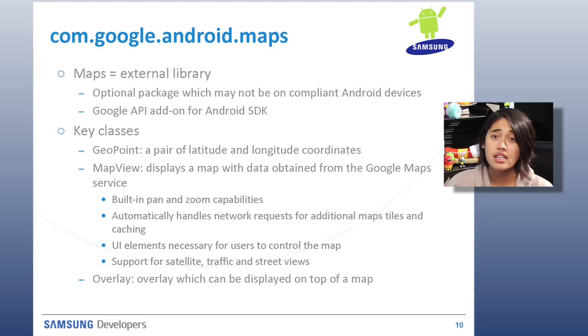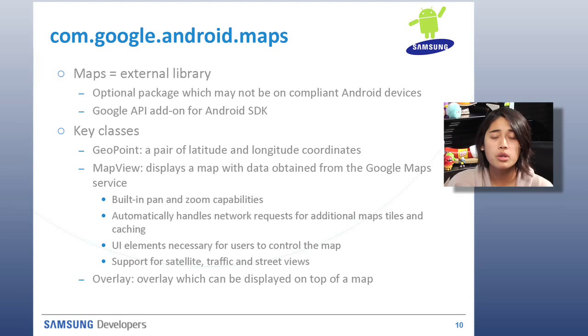The key classes in this package are GeoPoint, which is a point in space. It's a pair of latitude and longitude coordinates. The next one is MapView. And this is the main class that you're going to be using for displaying and manipulating maps. It has built-in capabilities for both panning and zooming, and what's cool is it has a lot of the UI functions that you usually associate with maps already part of the package.